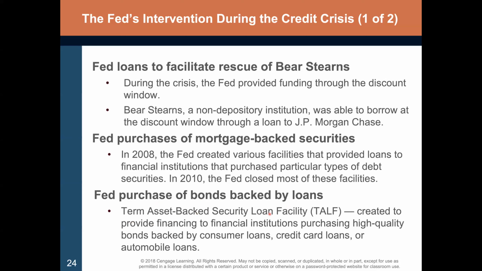The Term Asset-Backed Security Loan Facility, TALF, was created to provide financing to financial institutions purchasing high-quality bonds backed by consumer loans, credit cards, or automobile loans. So these were high-quality bonds, but they were backed by these consumer loans, credit card loans, and automobile loans. When we had the credit crisis, people started losing their jobs, and these loans were not paid. And so it affected these bonds significantly. So the Fed provided facilities for the purchase of bonds.